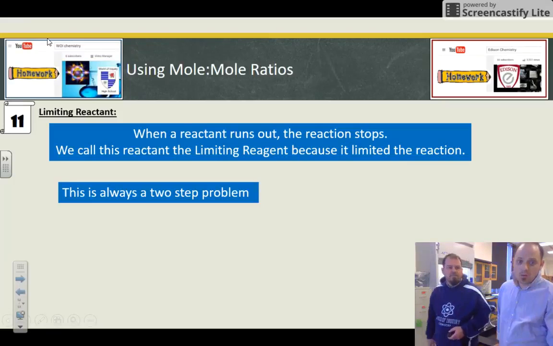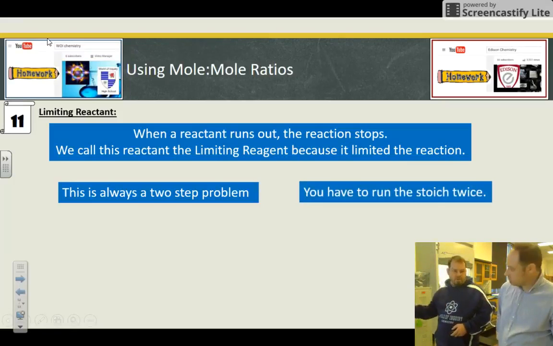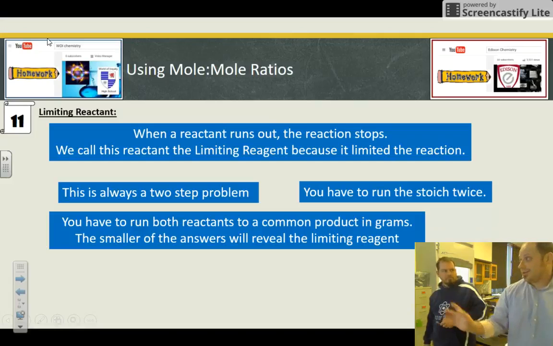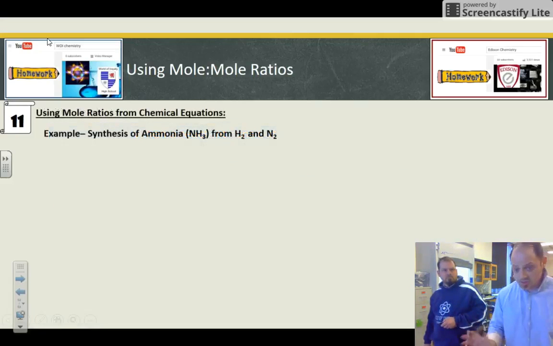So this is a 2-step problem. You have to run the stoich twice. Run the stoich means convert from grams to moles, and then use the mole-to-mole ratio. You have to run both reactants to a common product in grams, and the smaller of the answers will reveal the limiting reagent. These are very rare, but we'll try and show you an example.